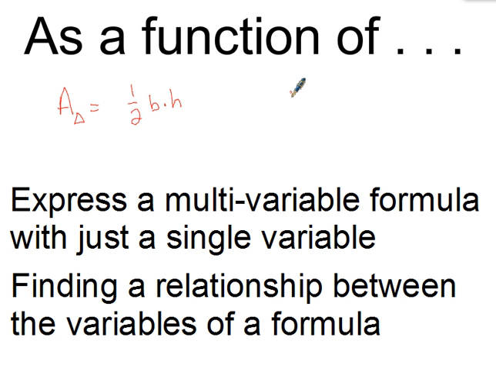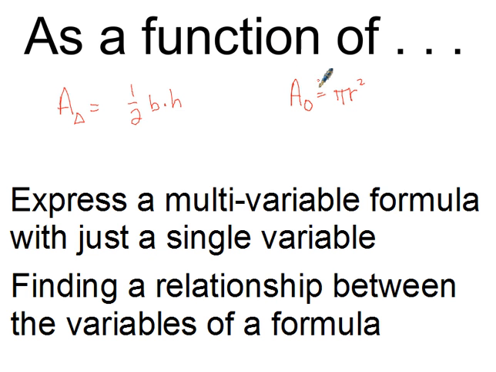Or if we're talking about a circle, the area of a circle is just pi r squared. So the area for a circle is a function of radius. As we have different radii or different lengths of the radius, the area is going to change. So area of a circle is a function of radius. That's what we're talking about when we say "as a function of."